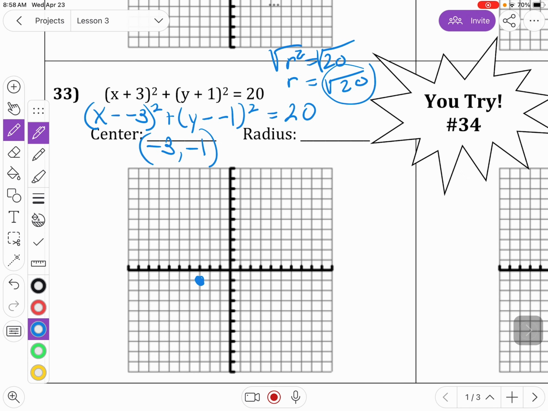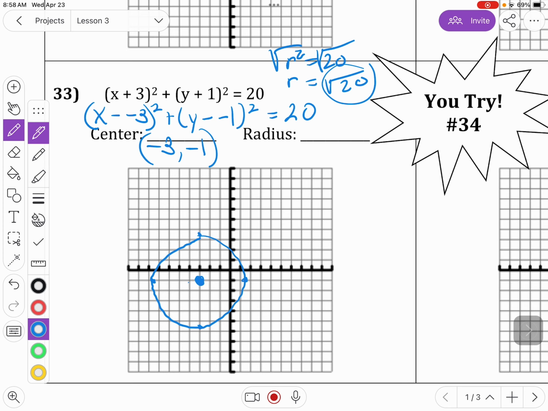1, 2, 3, 4, and instead of 5, I'm going to do 4.5. 1, 2, 3, 4, and then instead of 5, 4.5. 1, 2, 3, 4 and a half. 1, 2, 3, 4 and a half. And then you just connect those.